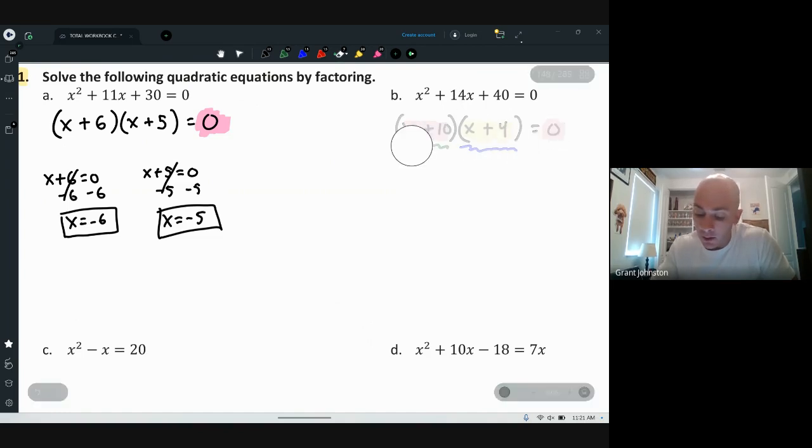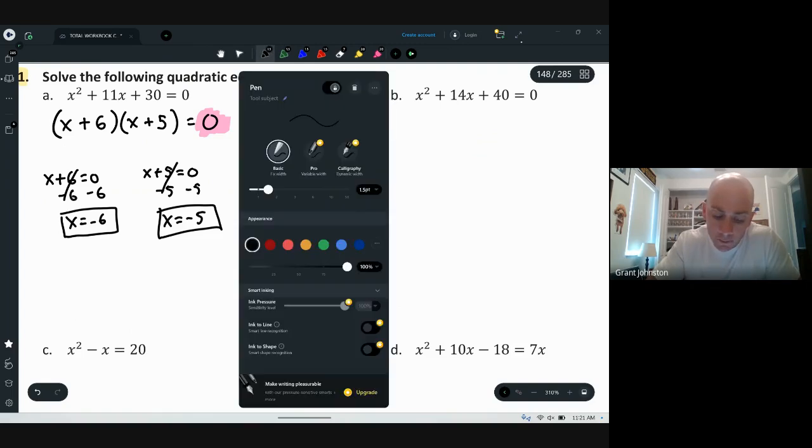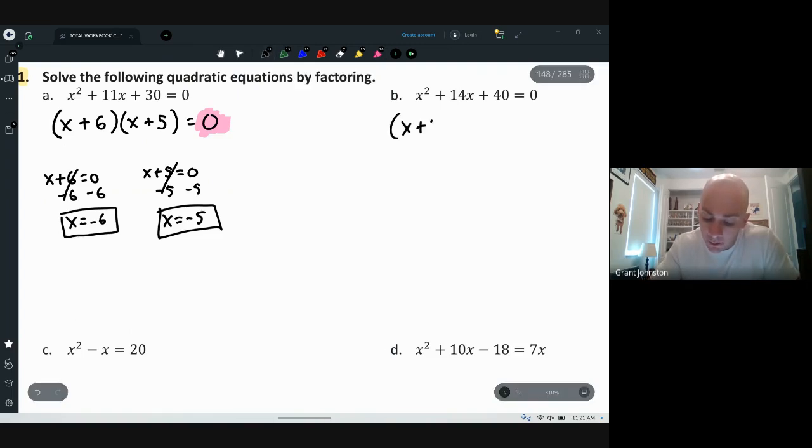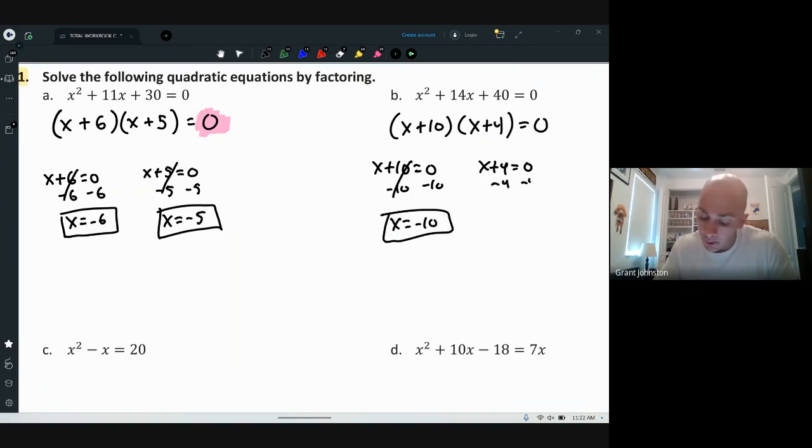Let me erase all that so I can make it look cleaner. So it was x plus 10, x plus 4. To show work, we separate these. We have x plus 10 equals 0, or x plus 4 equals 0. Subtract 10 from both sides, x would be negative 10. Subtract 4 from both sides, x would be negative 4.